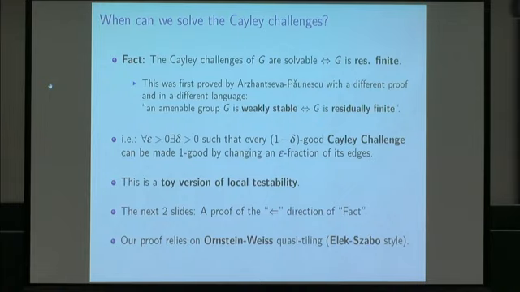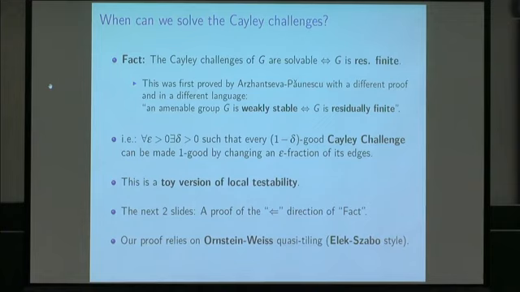Here is what I mean more precisely when I say solve all Cayley challenges. I mean solve them in a uniform way. Yes, just that for every epsilon there is delta, such that every 1 minus delta good Cayley challenge can be made 1 good by changing an epsilon fraction of its edges. So if I remove the word Cayley, this would be just local testability, and this word Cayley here, restricting only to those specific kind of challenges, makes our life easier, and that's why I call it a toy version of local testability, but it's worthwhile starting from this.